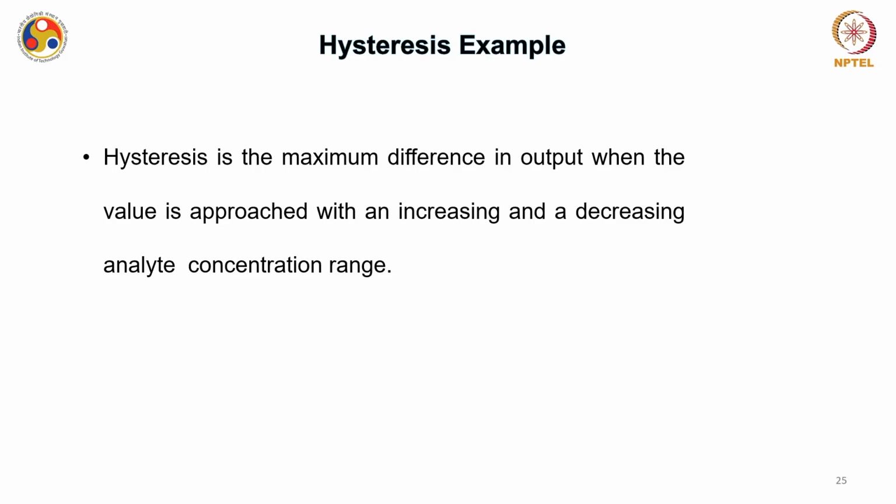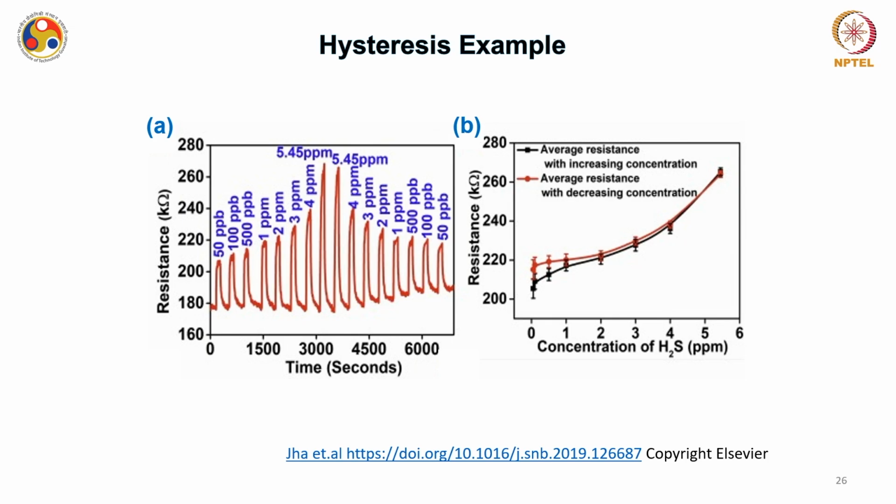Mathematically, it is the maximum difference in the output when the value is approached with an increasing and a decreasing concentration range, if it is a sensor or a transducer. This is one example where the sensor is trying to measure concentration from 50 ppb to 5.45 ppm, and then again back to 50 ppm. This is a nicely done dynamic plot.